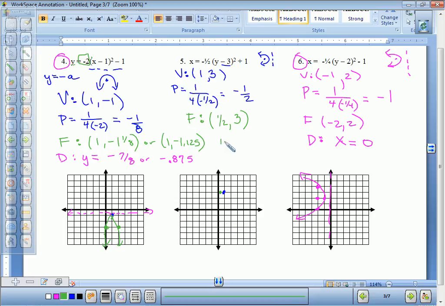The directrix is the other way, 1/2 unit. So the directrix is the equation x equals 1.5. Now this one, it's okay to double P, because if we double our P here, we get 1. And so that means we go up and down 1 unit.